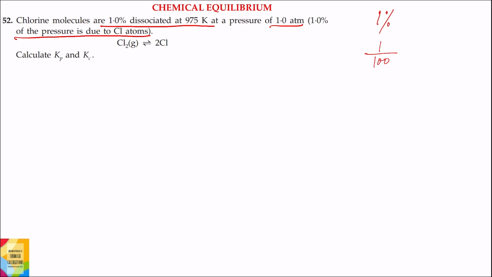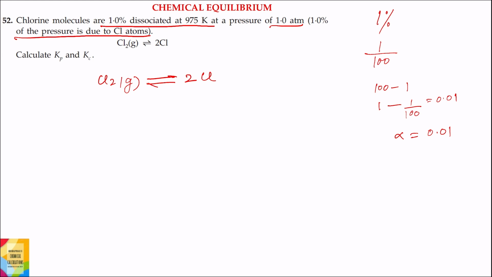So degree of dissociation, that is, out of 1 mole कितना dissociate होगा? अगर out of 100, 1 mole dissociate हुआ है, तो out of 1 mole, 1/100, that is 0.01 moles dissociate होगा, तो अल्फा की वैल्यू हो गई 0.01. Now in this reaction, chlorine gas is dissociating into chlorine atoms. 1 mole of chlorine is forming 2 moles of chlorine atoms.